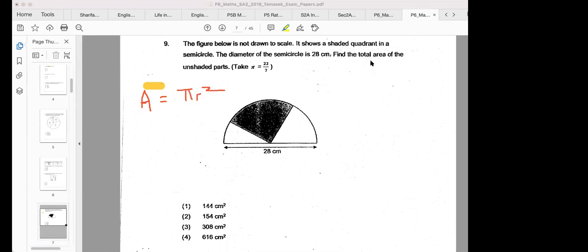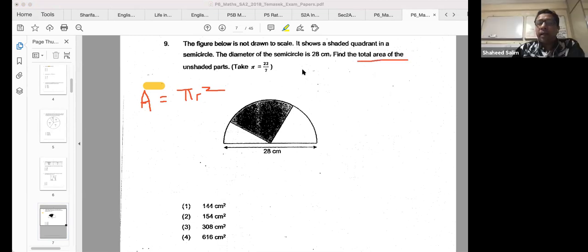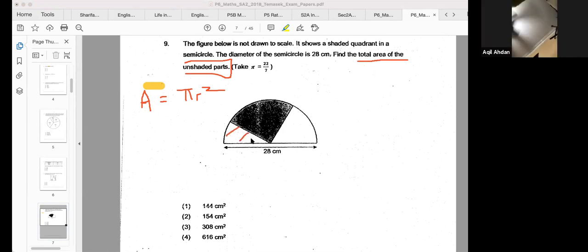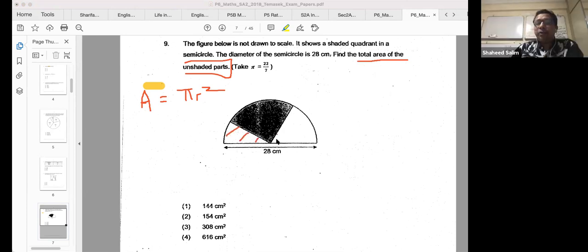Okay, but Akil, you are looking at the unshaded part. Unshaded part is this red part. So you just call me Akil. You know, because there's another Akil, the other Akil also got confused. Okay, so the other Akil is Sheikh Akil. So we are asking about the red parts, you know.